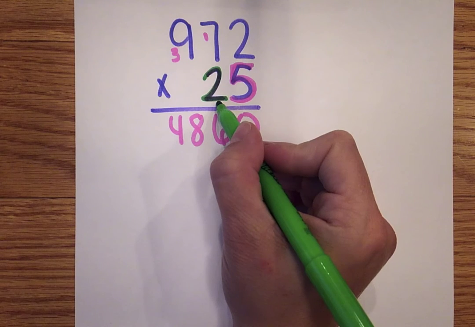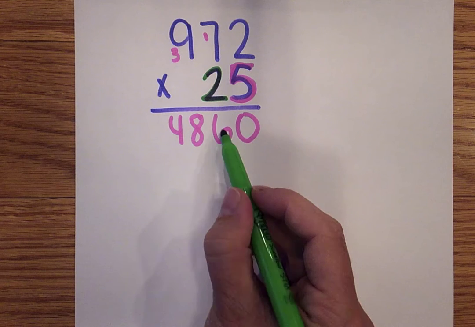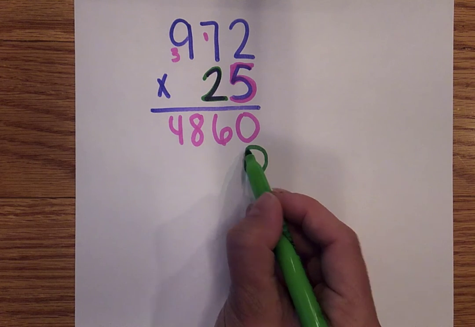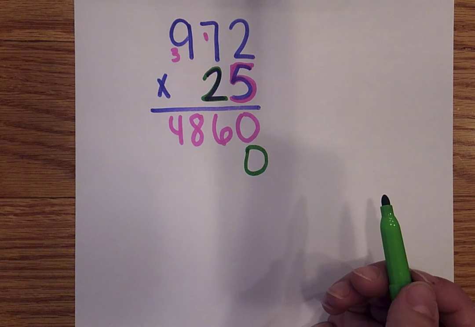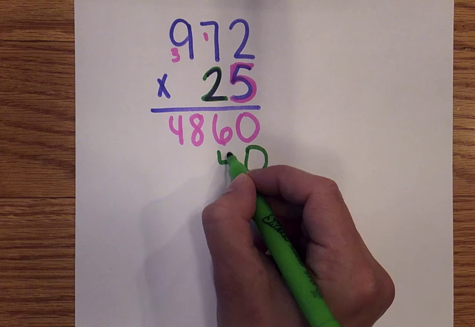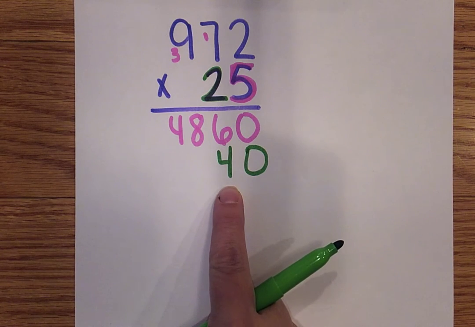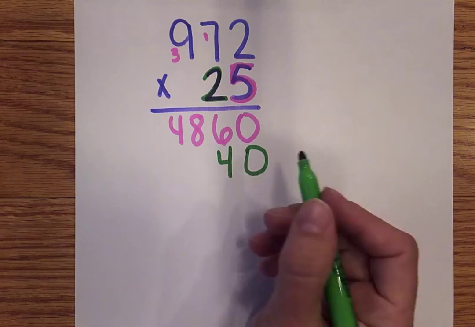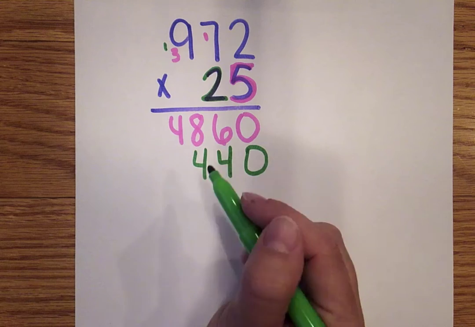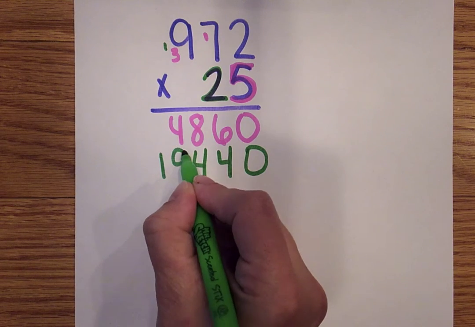The 2 is in green. It is in the tens place. So its product has to be directly underneath the 2, which means I'm going to put a placeholder right here in the ones so that nothing goes there. 2 times 2, 4. That 4 is going to go directly below the 2 in the tens place. 2 times 7 is 14, and regroup my 1. 2 times 9 is 18, plus 1 is 19.